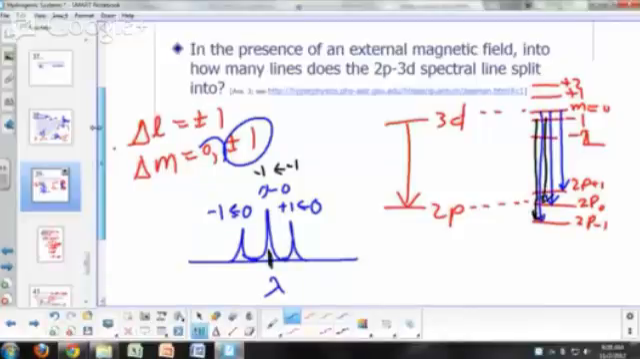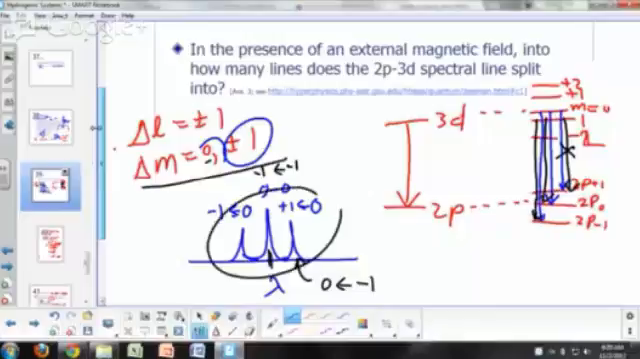But can you go from negative 1 to 0? That's allowed, and that would be a smaller delta E. That would be a longer wavelength. So this would also correspond to a transition from negative 1 to 0. Negative 1 to plus 1, that's not allowed because that would constitute a delta M of 2. And so if you work this out, for all the possible transitions, you're going to see 3 lines. You would expect to see 3 lines.